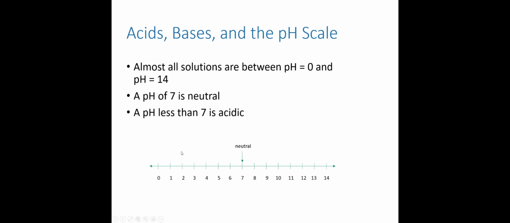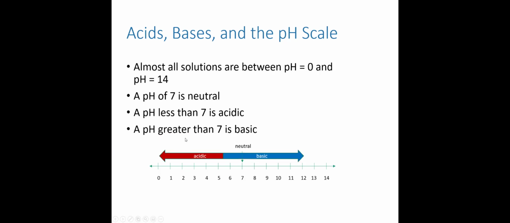Any pH which is less than 7 is considered acidic. Now, some people might argue and say, well, 6.99 is neutral, and it is in fact very, very close to neutral, but we're just going to say that less than 7 is acidic. And then pH greater than 7 is basic. I've chosen these colors because we often test the acidity of a solution with litmus paper, and litmus takes on a red color in acidic solutions and a blue color in basic solutions.